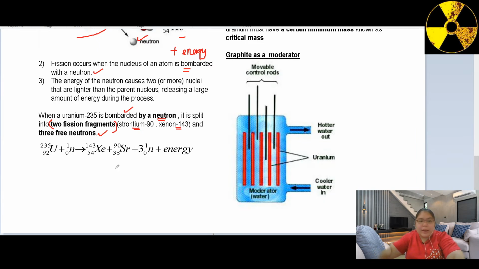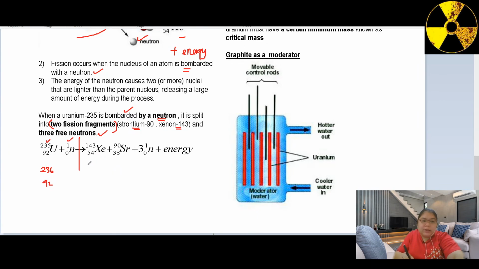We separate first. This one is before. This one is after. So first, before is uranium bombarded by neutron. So we check the proton number and the nucleon number. Nucleon number is 236. Proton number is 92. So that means final. After the nuclear fission, the proton number and the nucleon number must be the same.